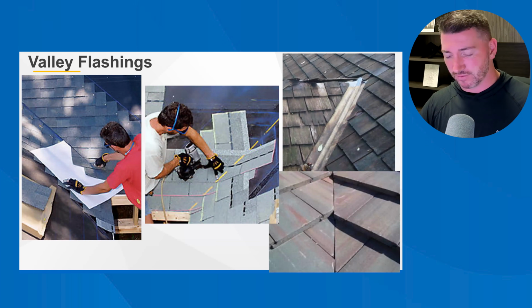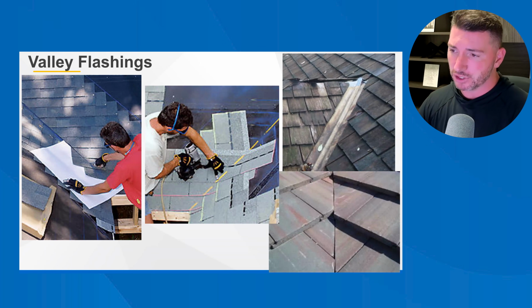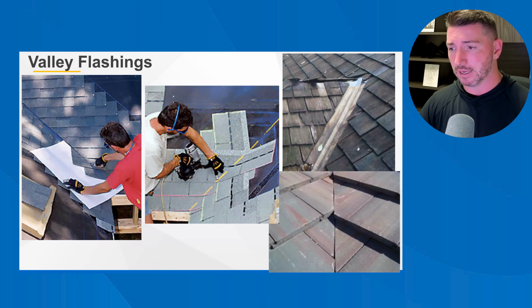Valley flashings, there's very, very different ways of making valleys. You can see the guy on the left is doing what's called a California cut valley. He's got a piece of metal laying down there so he can cut down the length of that valley. The guy in the middle is doing a woven valley. And then the one on the right up is an open valley. And you can use that configuration for shingles as well.